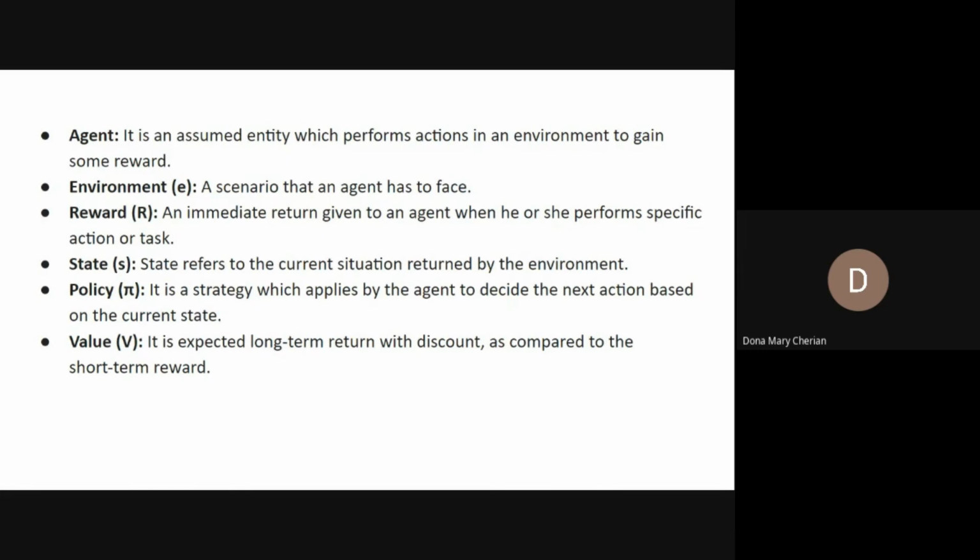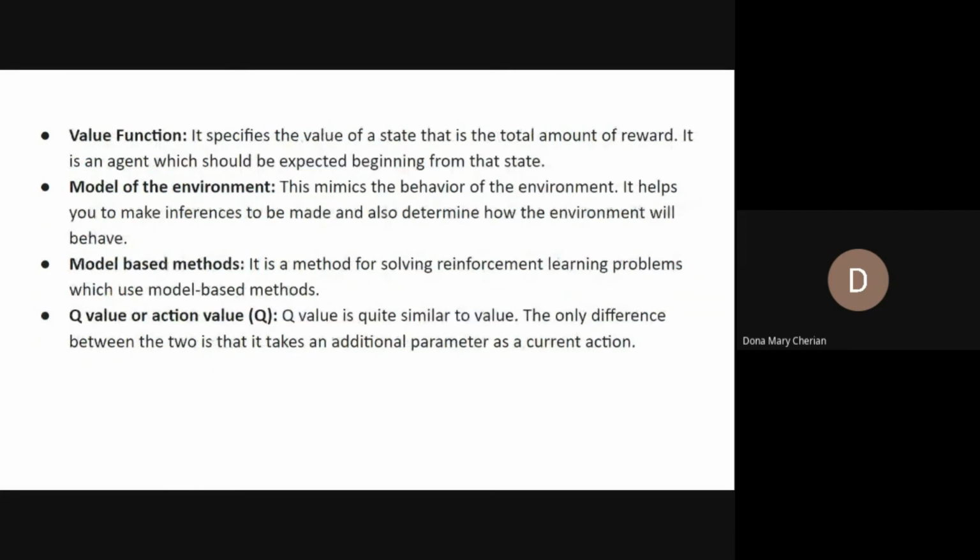Policy is the strategy applied by the agent for the next action based on the current state. And value is the expected long-term return with the discount factor, as opposed to the short-term reward. The value function specifies the value of the state, that is, the total amount of reward. And model of the environment mimics the behavior of the environment. Model based methods are a method for solving reinforcement learning problems, and Q value or action value is quite similar to the value. The only difference between the two is that it takes an additional parameter, the current action.